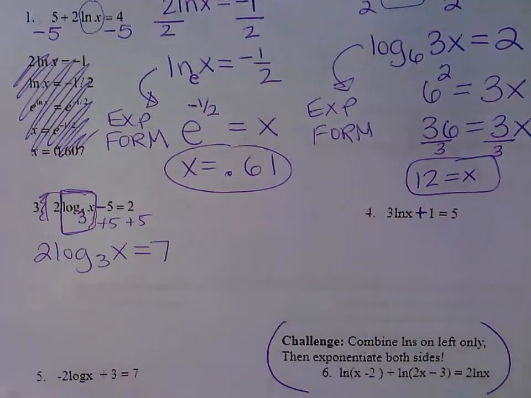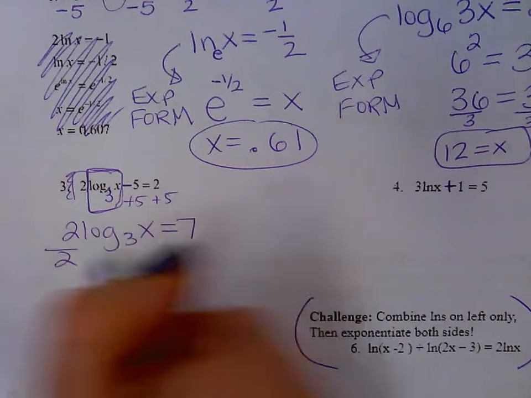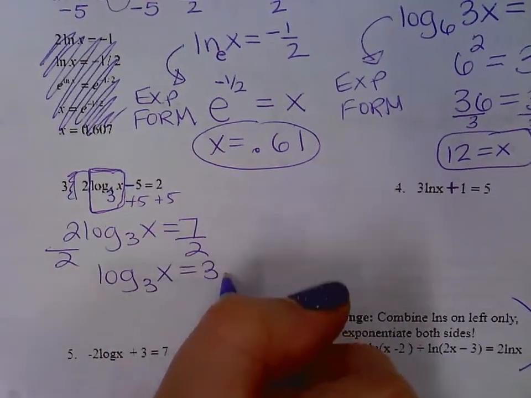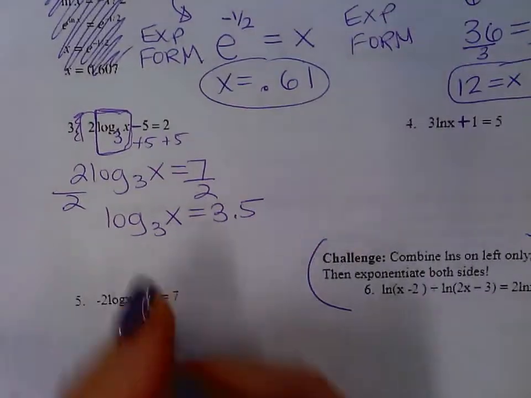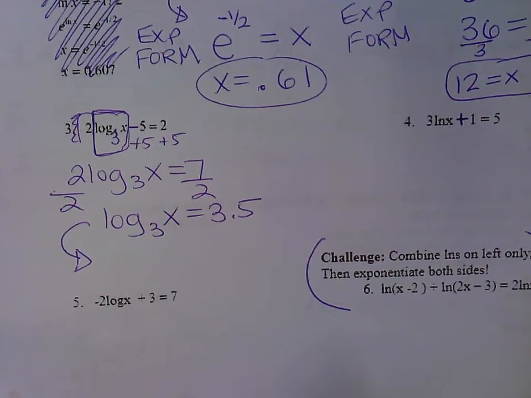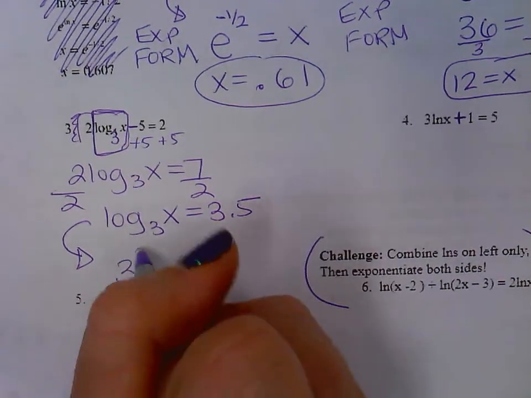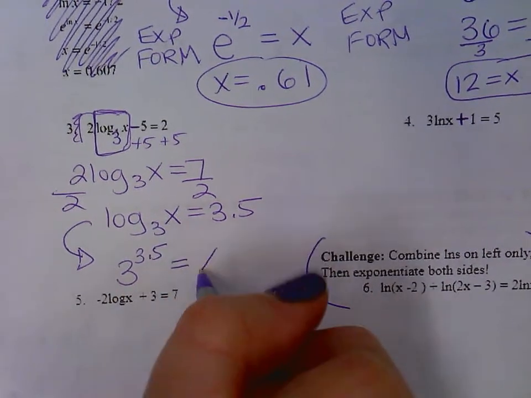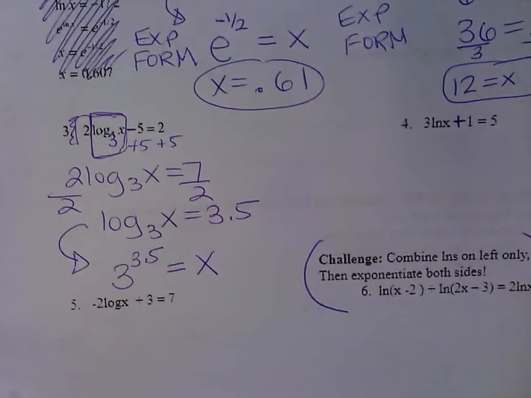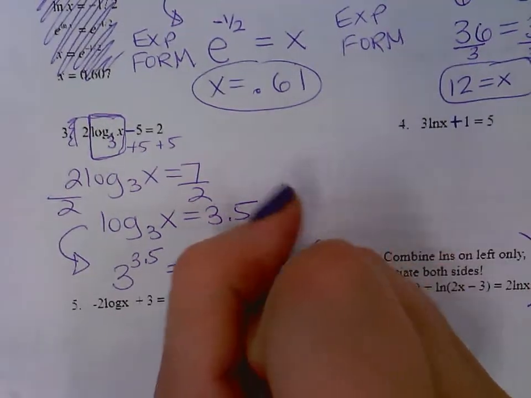What would I do next? Now is when I could divide by 2. Log base 3 of x equals 3.5. Now I'm going to change it to exponential form. What's the base going to be? 3 to the 3.5 power is going to give me my solution. So 3 raised to the 3.5 power. I got 46.77 if I rounded. Is that what you got?